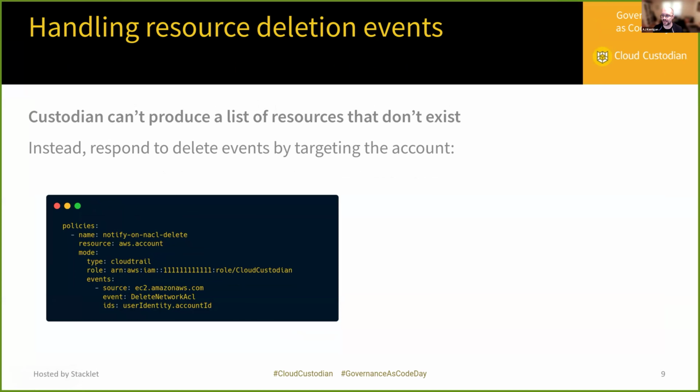And then the last line in this example policy is we give it the IDs. We say, where are we going to find the resource ID? And that's always going to be the user identity.account ID. And then we're not looking for the NACL that doesn't exist anymore. We're looking at the account, which still does.